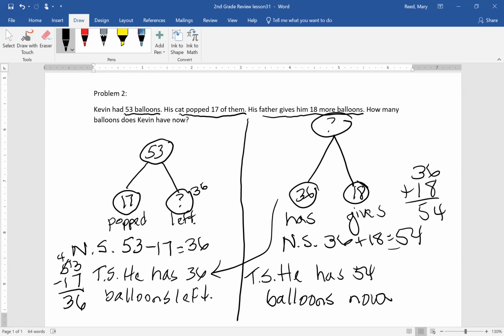All right, I hope you found that helpful. There's 2 examples of 2-step problems, and tomorrow you'll get some practice with a worksheet where you can do some independently. All righty, thank you.